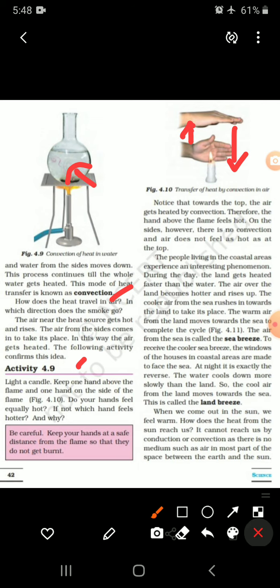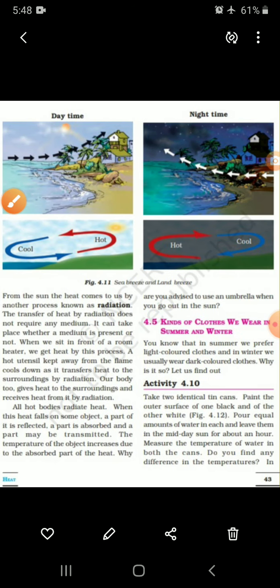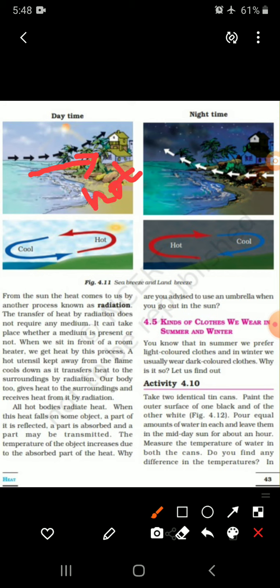Like this. During daytime, what will happen? This cool air moves towards land because it is cool during daytime. In daytime, the land becomes hot. Land is hot and air over the land is hot. Therefore, cool air replaces the hot air.